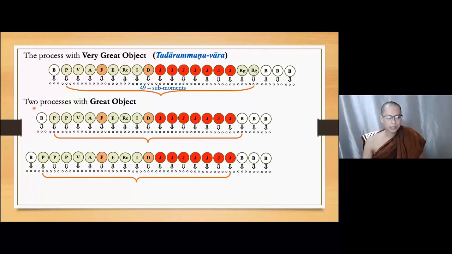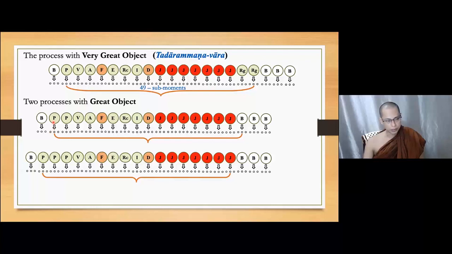Okay, let's see the other two processes. For the great object, we recognize it as mahanta aramana. Here there are two times of past bhavanga, because when the past bhavanga starts, the object already starts together with the arising phase of the past bhavanga. This is the starting point of the object.